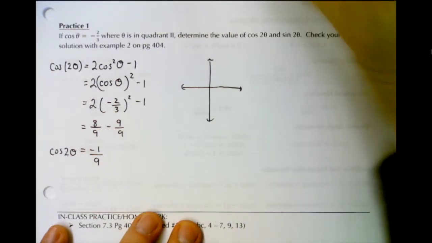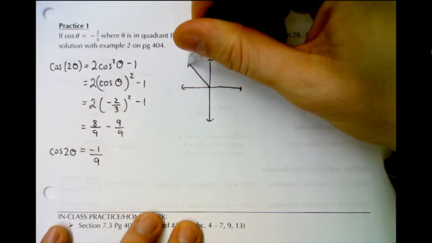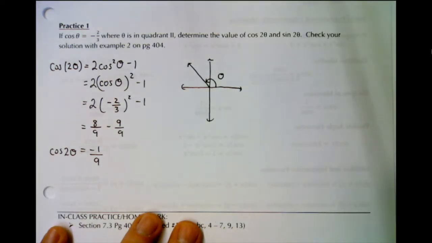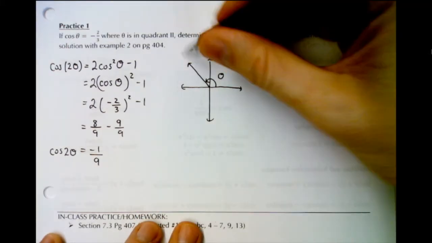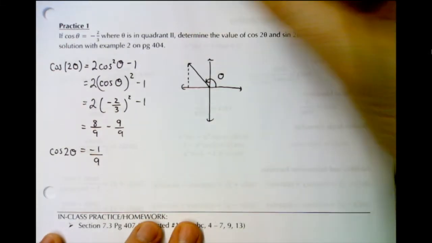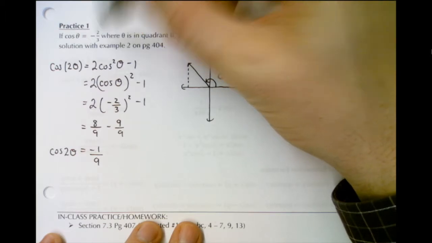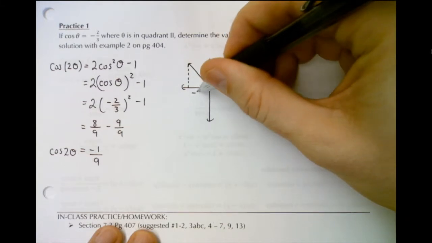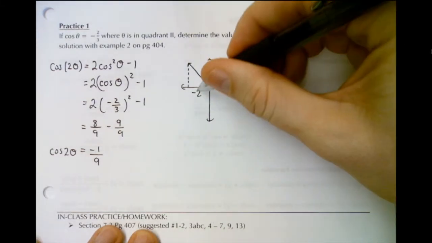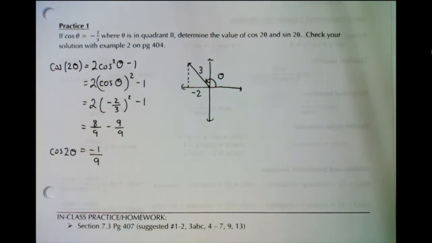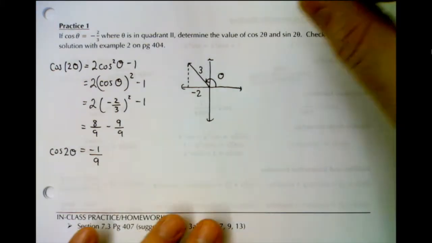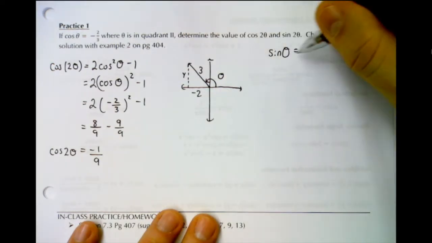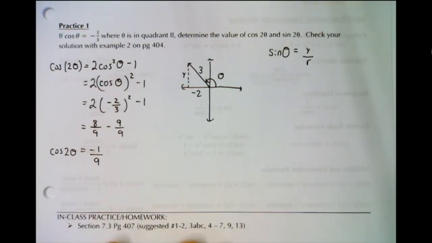It says that theta is an angle in quadrant 2. So there's our angle. And if we use our information about cos, we can label this triangle. Cosine is x over r, or adjacent over hypotenuse. Adjacent, negative 2, makes sense because we're on the left arm, which is negative, and 3 for the radius, which is positive, makes sense. If we want to know what sine theta is, we need y, opposite, over our hypotenuse. We don't know y.